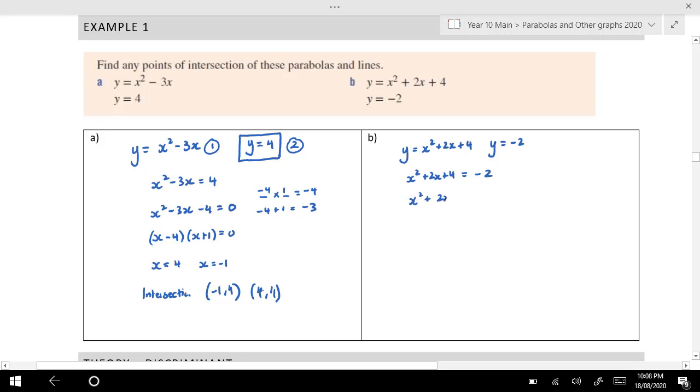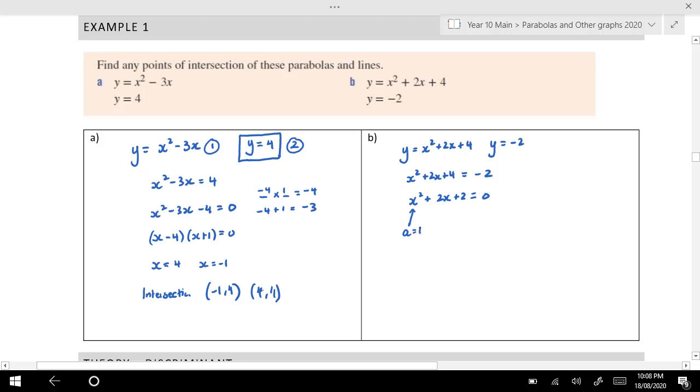x squared plus 2x plus 2. Are there two things that multiply to give 2 and add to give 2? I don't think there is. So we can't factorise, so we'll have to solve this. We could do it a couple of ways. We could complete the square, or we could go ahead and use the quadratic equation. All right, so let's use the quadratic equation.